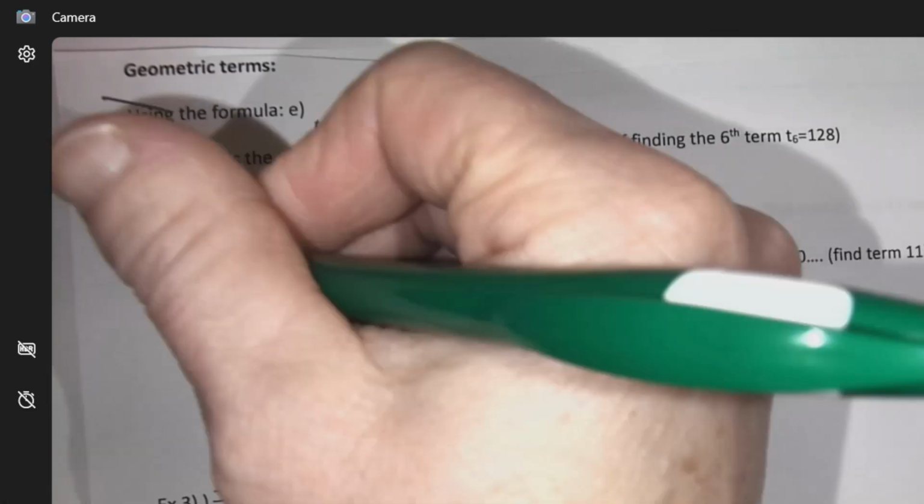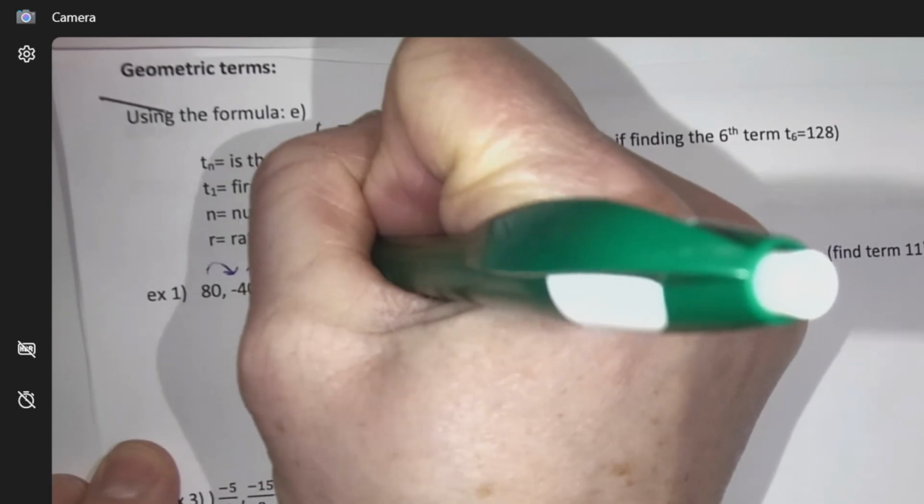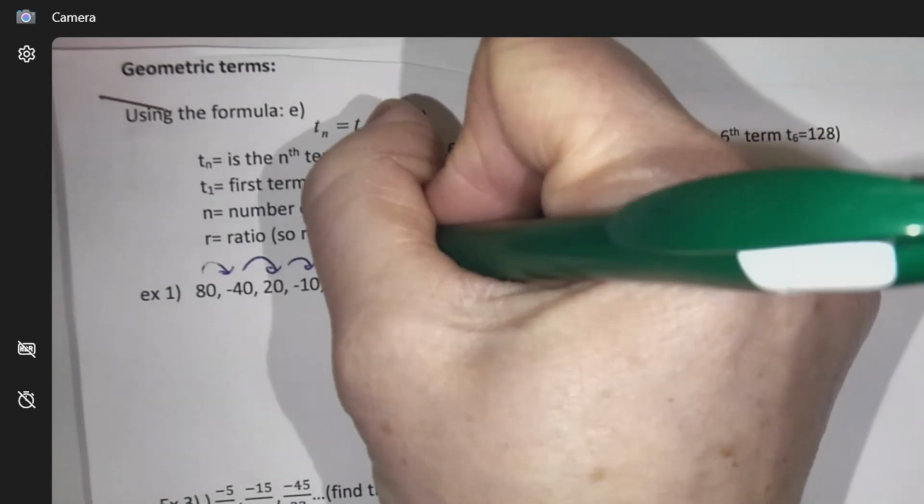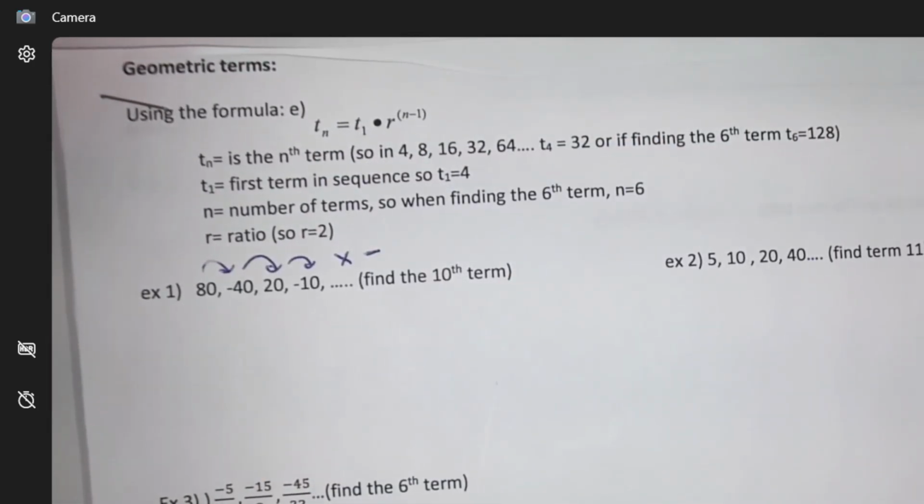So why don't we start with that? If this is geometric, can you tell me what's my multiplier in that whole pattern? So first of all, we're going from positive, negative, positive, negative. So what does that tell me? My multiplier must be a negative number.